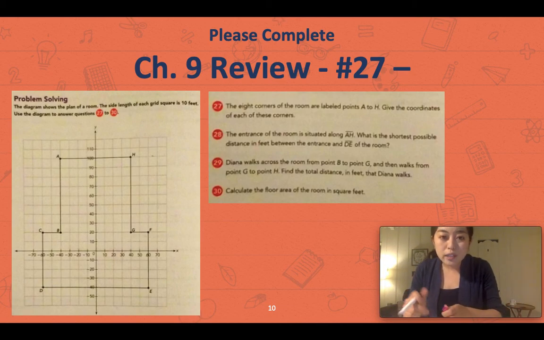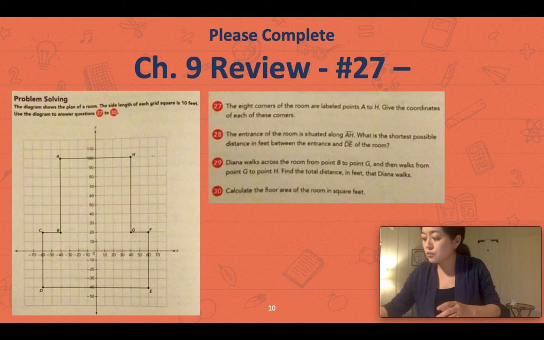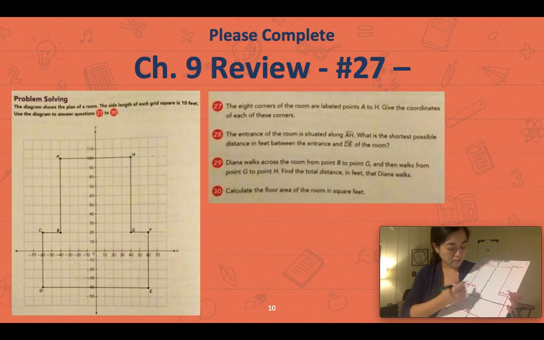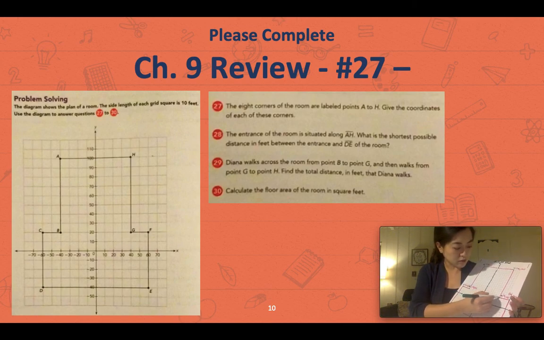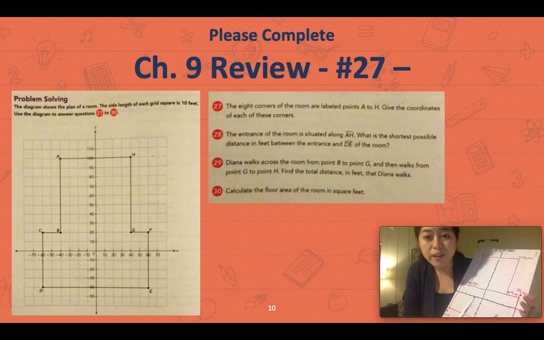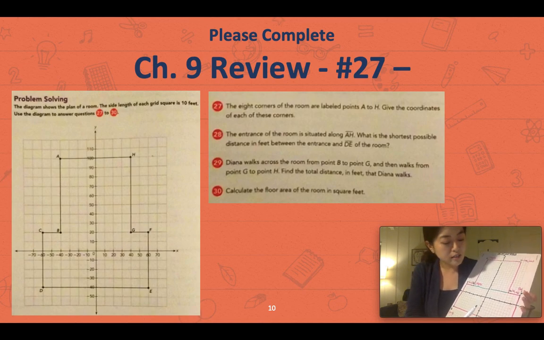And let's look at 29. I'm going to do that in a different color, in green. It says Diana walks across the room from point B to G. So from point B to G, she walks across the room, so I'm going to mark it in green. Then she walks from G to H. Where's my H? Here's my H.